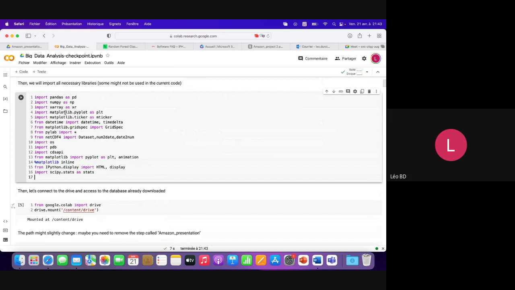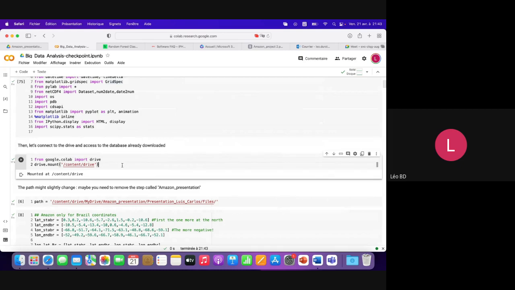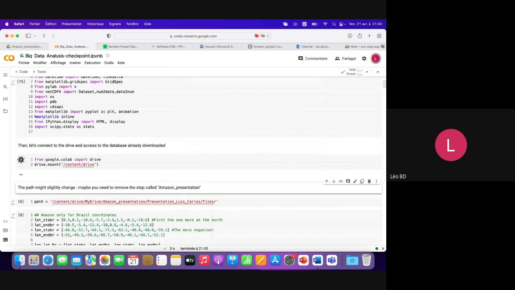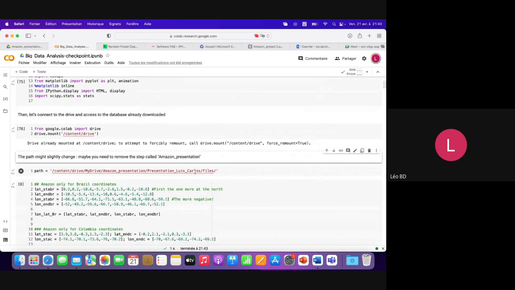Xarray and Matplotlib are really important to make graphs. Let's move on. Now, as in any Google Colab, if you want to use the data that are also in the drive, you have to connect to your drive. So we do this little manipulation, and now you're connected to the drive.